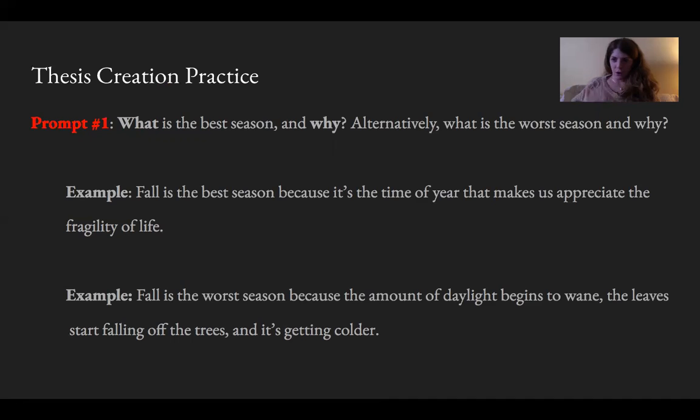Again, I'm answering all of the questions, all the parts of this question. I have the what and I have the why included here. And I'm also making an argument that could be disagreed with.